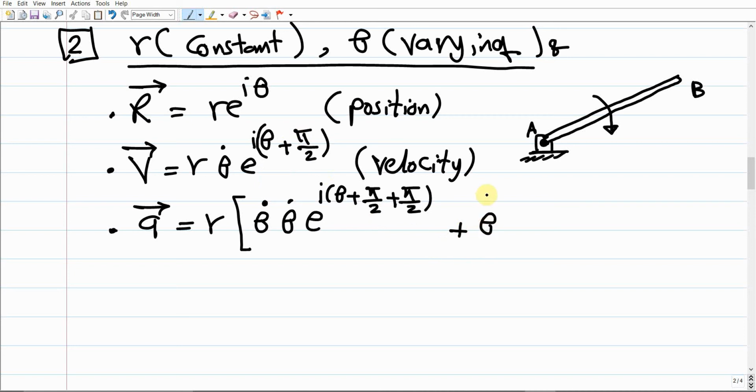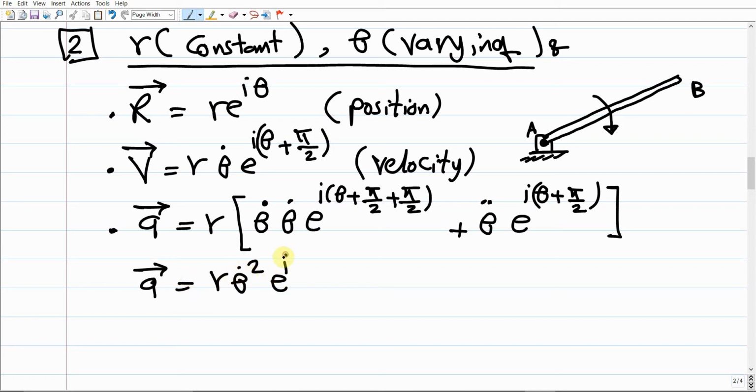So this is the first term times the derivative of the second term, plus we're going to switch. Now we're going to do the derivative for theta to be theta dot to be theta double dot, and we're just going to carry on the theta plus pi over 2 term as it is. So we're going to end up with two terms of the acceleration. We're going to say that the acceleration vector at the end is going to be r theta dot squared e^(i(theta plus pi over 2 plus pi over 2)), plus r theta double dot e^(i(theta plus pi over 2)).